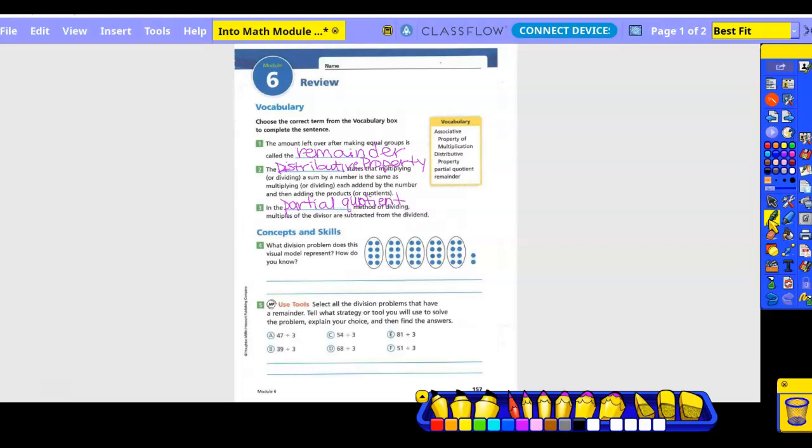Concepts and skills. Number 4. What division problem does this visual model represent? How do you know? Okay, so basically, division always starts with the total, right? So how many total dots do we have? We have 8 in each group, right?